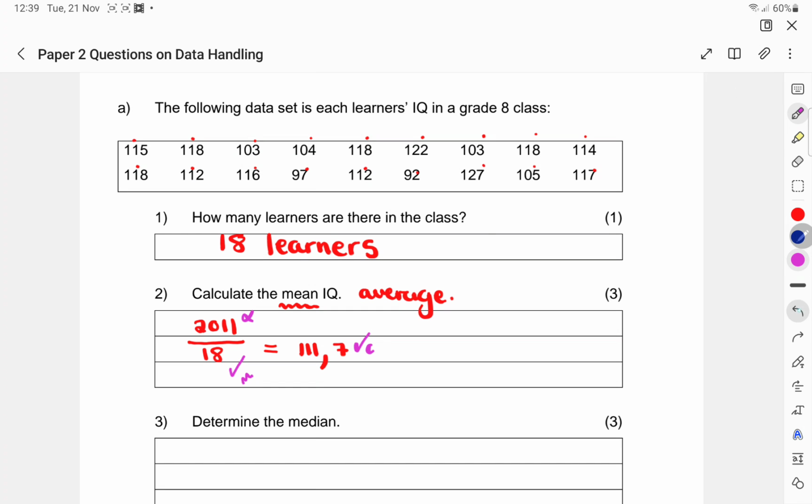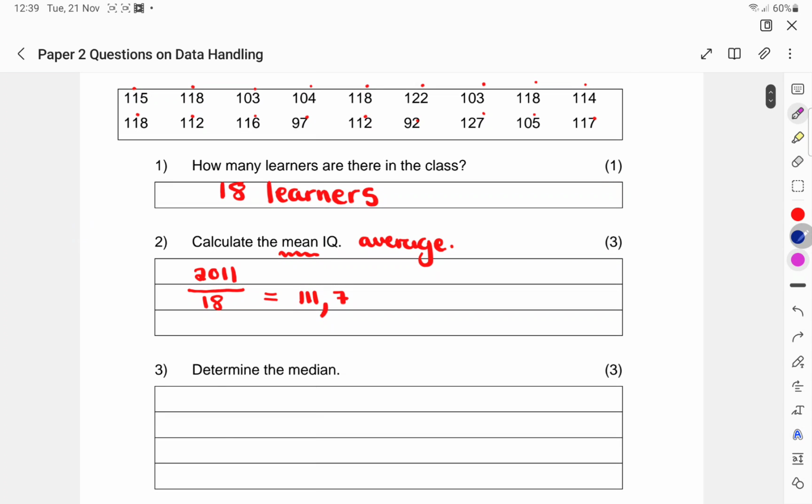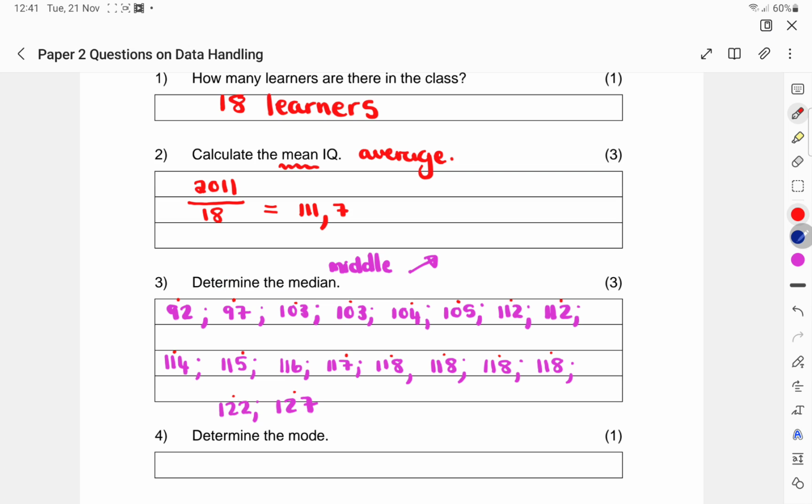Please make sure that you show all your working and then make sure you get all your marks. Now for the median, they ask you the one in the middle. So the median is the one in the middle. What we need to do is put our data in ascending order, from smallest to biggest. And not to make this video extra long, I'm just going to pause it and quickly do that, and then we're going to resume. All right, so I've put them in order.